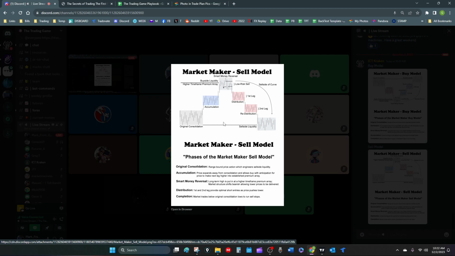I'm not looking for that. I'm looking for it to get into that PD array, do what it's got to do, like hit consequent encroachment or be in there for a few minutes and then get the hell out. I want to see that rejection because I want to see that market structure shift, the displacement, the aggressive move in the opposite direction. That confirms on the higher time frame to drop down to the lower time frame to start looking for a market maker model. Does that make sense?